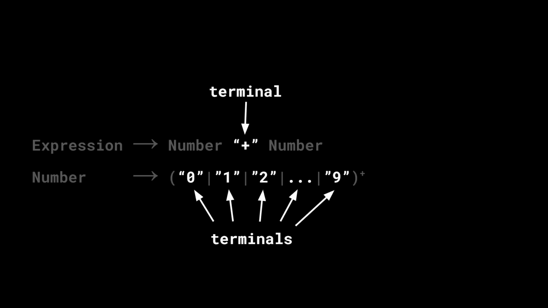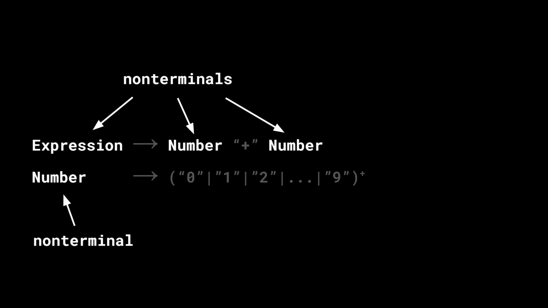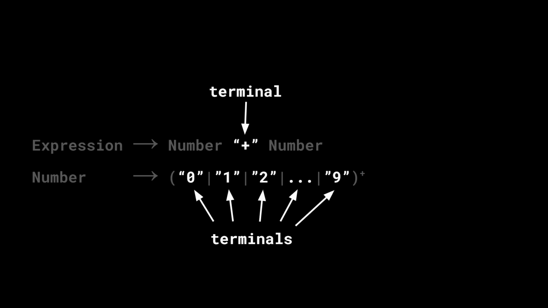These rules are made of terminals and non-terminals. Non-terminals are variables that can be replaced or expanded by their corresponding rules. Here we have the non-terminals expression and number. Terminals are symbols of the alphabet and cannot be expanded. Here, the digits and the plus operator are terminals.